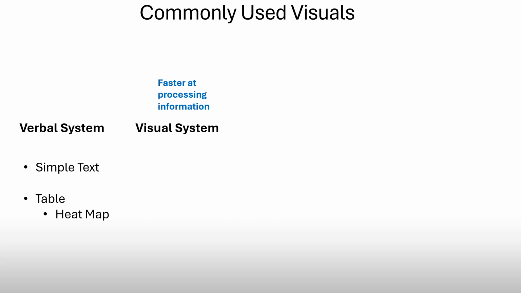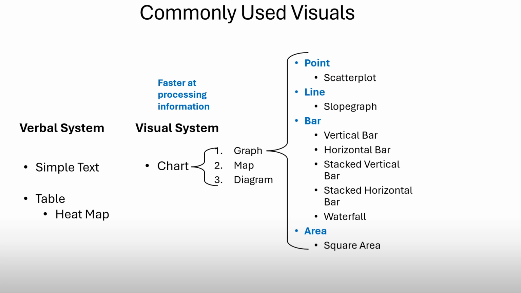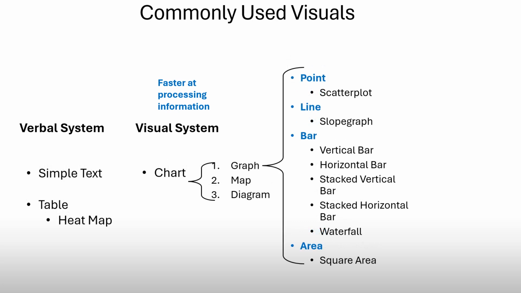Commonly used visuals fall into two categories, the verbal system and the visual system. Within the verbal system, we have simple text and we have tables. A particular type of table that we will look at is the heat map. The visual system is often used because of faster processing of information by the audience. We will focus on charts within the visual system. Charts are subcategorized into graphs, maps, and diagrams. Our attention will be on graphs, in particular, graphs that are points, lines, bars, and areas. Let's move next.